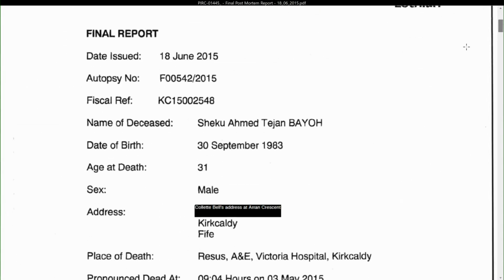Thank you. We were just about to turn to your final report, and we'll get that on the screen, PERC 01445. And we'll look at the first page, and we'll see at the top final report. Now, this wasn't issued until the 18th of June 2015. So is this issued after you've received the results of the various investigations that you've described to us already?